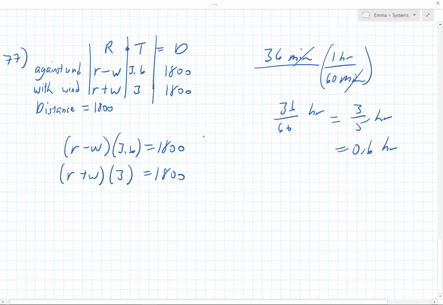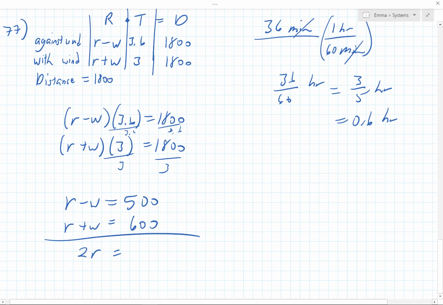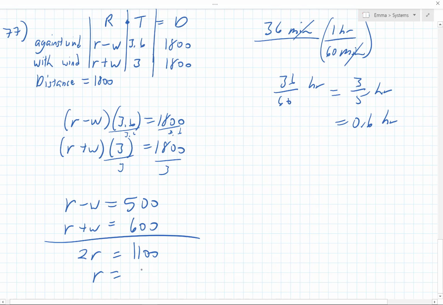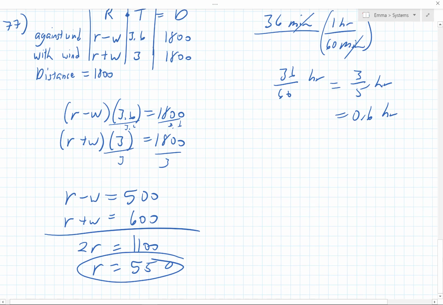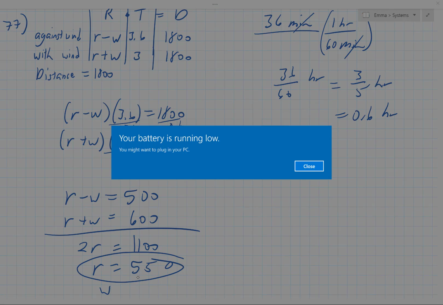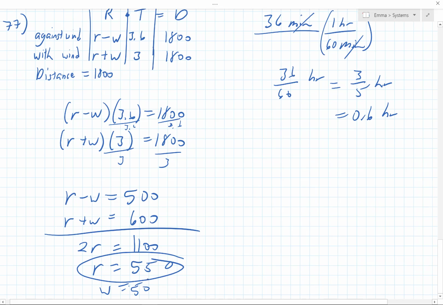And then instead of distributing, it's going to be nicer to divide both sides by 3.6 here and divide both sides by 3 here. So 1800 divided by 3.6 is 500. So your first equation becomes r minus w equals 500, and your second equation when you divide by 3 becomes r plus w equals 600. When you solve those, it's just easy from here. So 550, that's your speed going. And then plug it back in. Looks like the w is 50. Excellent. And there you have it.